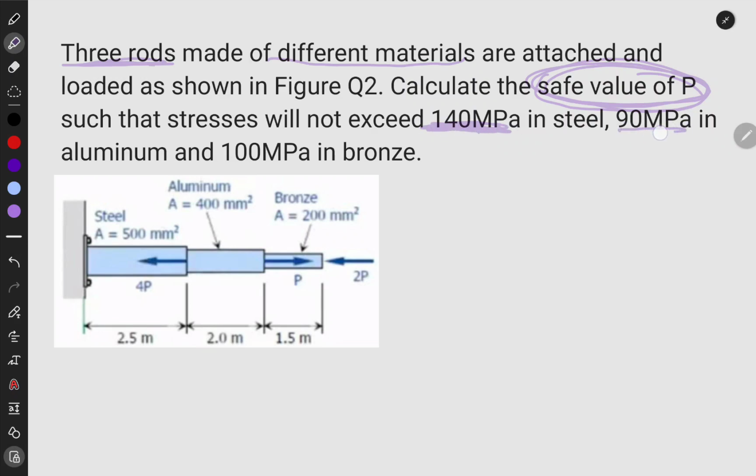MPa. And so each and every part or section of this system has its own different material, so it has different yielding stresses. So let's try to find the suitable P. So let me start finding the steel. Let me find something that I can call force in the steel. Force in the steel. I'm just going to cut here and look at all the forces on that side.